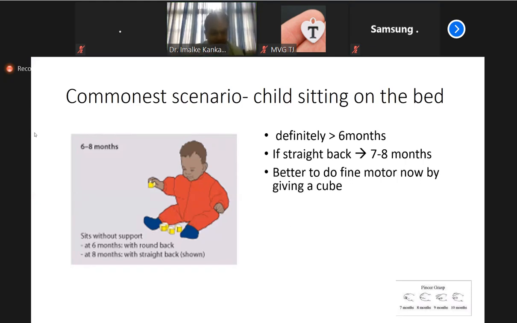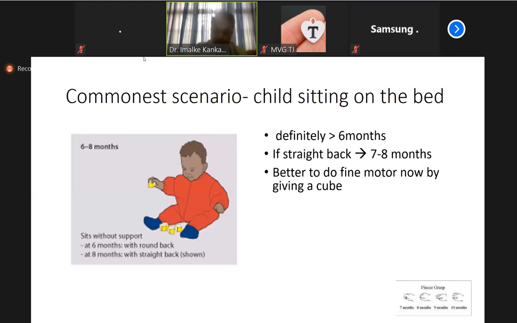Now the best thing is, don't try to lift the child up and ask to walk around furniture. Never ever do that. Please start with fine motor development. Now what are you going to give? In this photograph, the child is already holding cubes. If not, your first thing has to be to give a small cube, 1 inch each. You know the size of a cube, right?